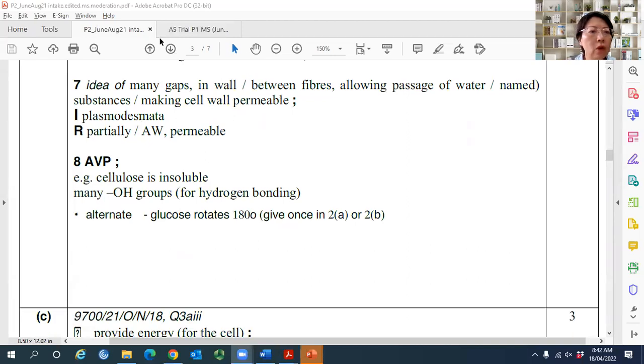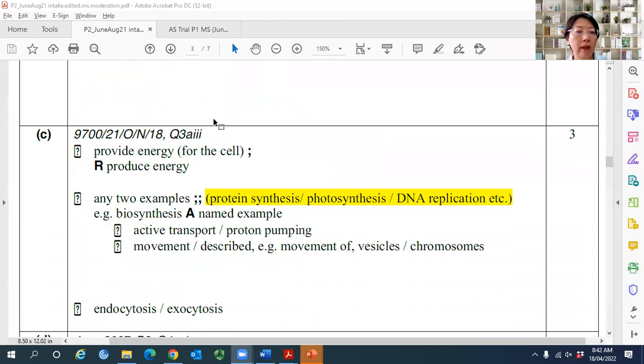One more mark is given for cellulose is insoluble. Cellulose has many OH groups for formation of hydrogen bonds. Alternate glucose rotates 180 degrees is given only one time, either in question 2A or 2B. So the same answer will not be given 2 marks in the paper because already given 1 mark. So either in 2A you mention or 2B you mention, once you're given 1 mark, once only.